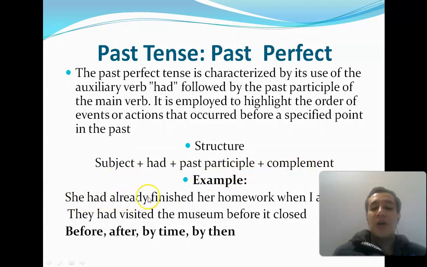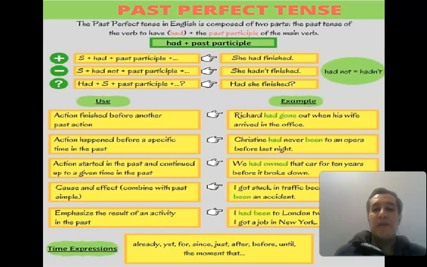The example, she had already finished her homework when I arrived. Here we can see that we have the past perfect. She had already finished her homework, and here we have a complement that is in the simple past, when I arrived. That is something common that has the past perfect. It has a combination, the past perfect plus an action in the simple past. They had visited the museum before it closed. Before, after, by time, by then are the most common expressions that we use with the past perfect.